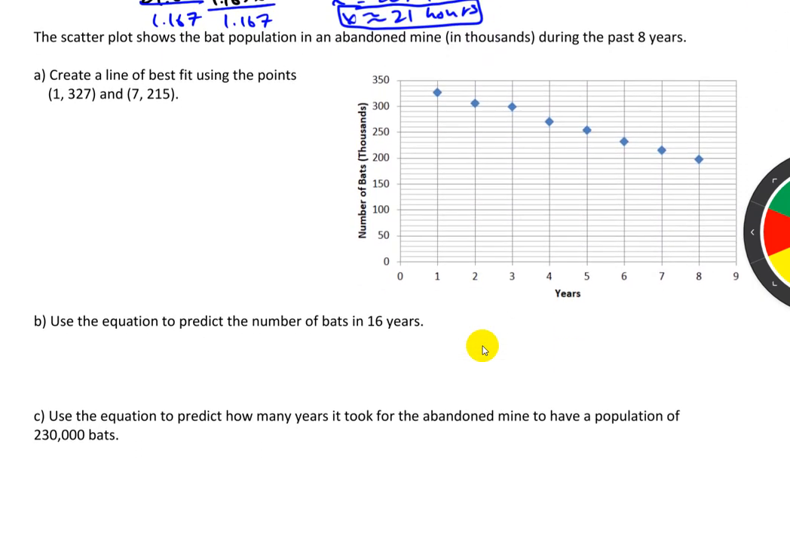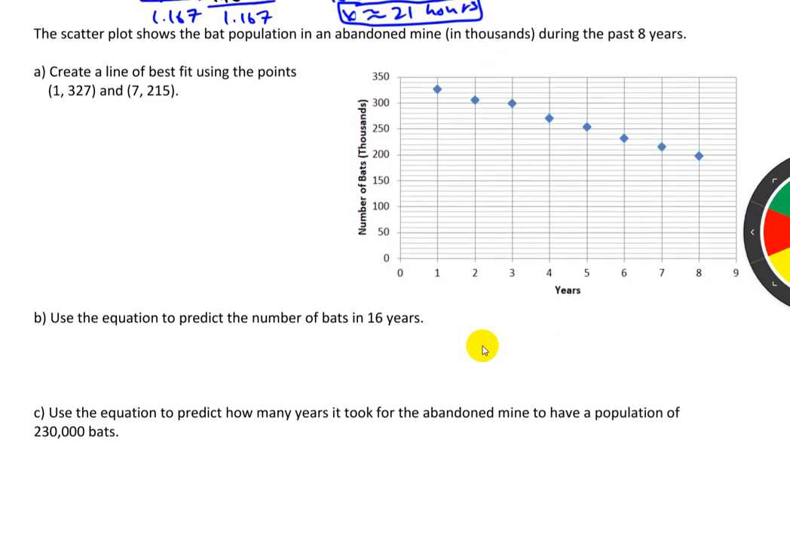Okay, so it says the scatter plot shows the population in an abandoned mine during the past 8 years. Create a line of best fit using the points. So we have 1 comma 327 over here, and the other one is 7 comma 215. So basically, if I just draw a nice line, something like this, we're trying to create a line of best fit that goes through those points.